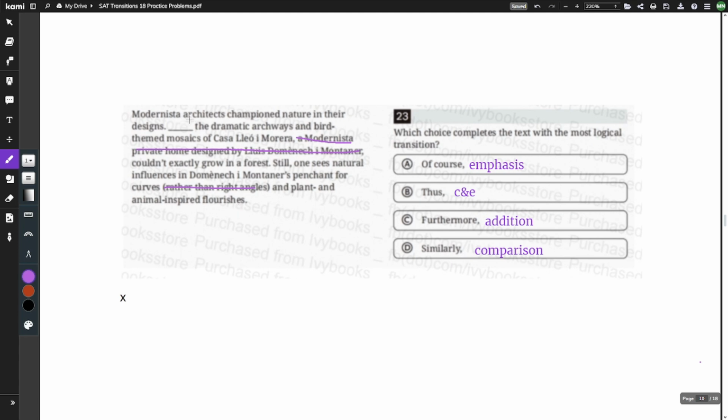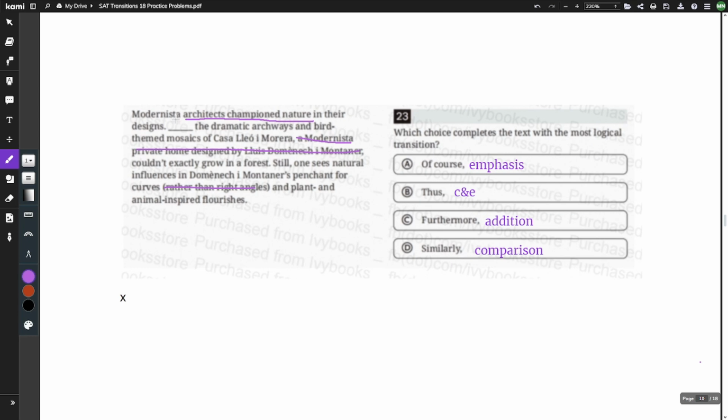So, let's recap. Architects champion nature. Remember, champions means support. So architects support nature in their designs, and the designs of this house couldn't exactly grow in the forest. Still, you can see natural influences in them. So there's this house, and it has all these nature-inspired designs, but it still couldn't grow in a forest. Of course, it would make most sense to use contrast, but we don't have a contrast answer choice option here. So we're gonna have to do a little bit of thinking. Alright, let's start off with A.